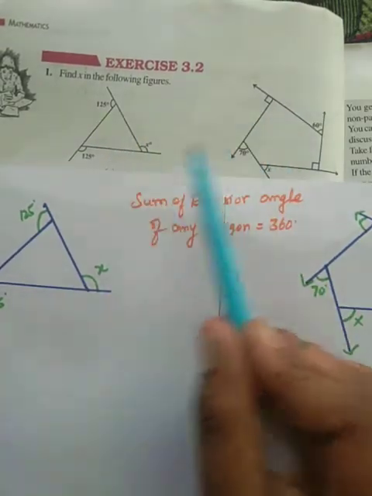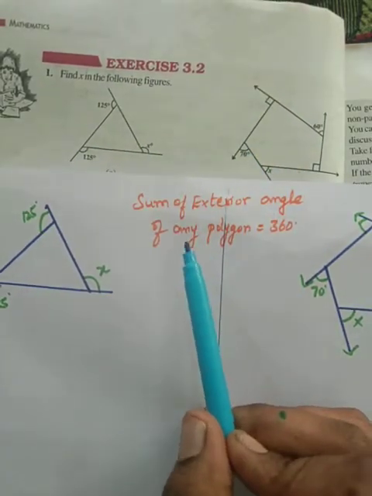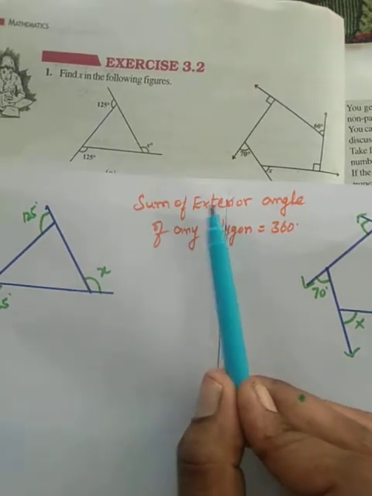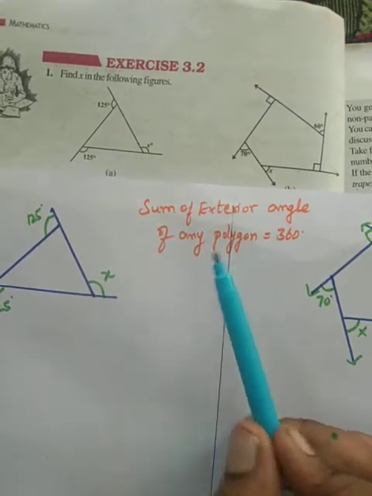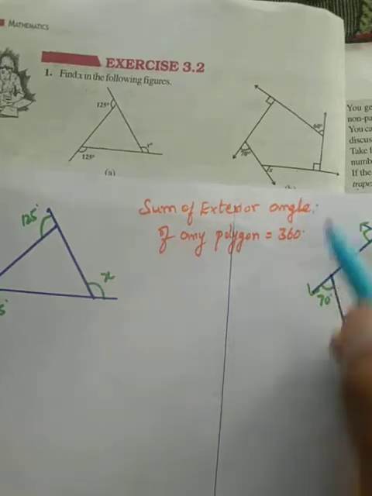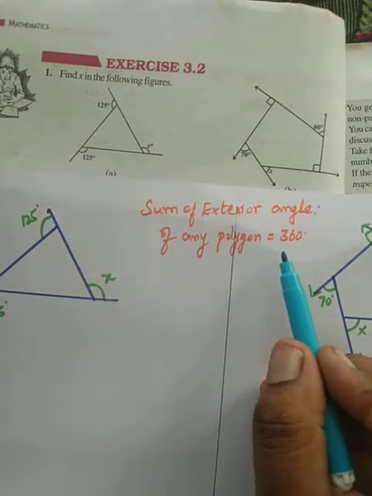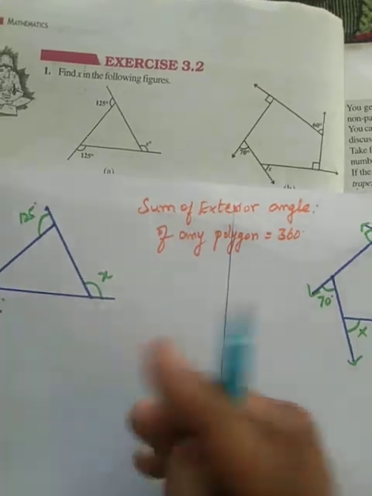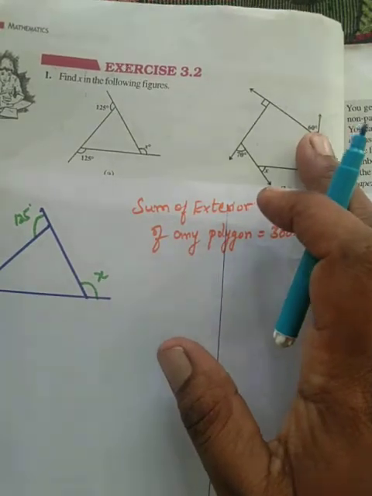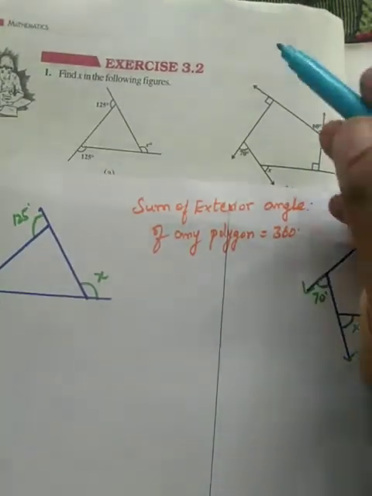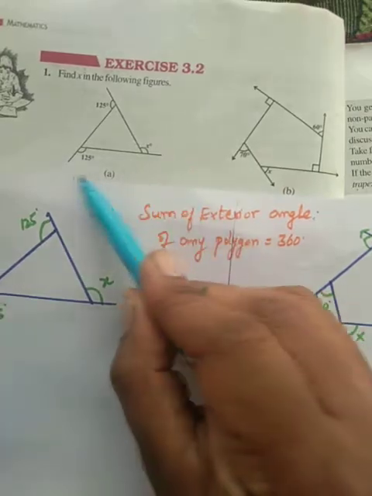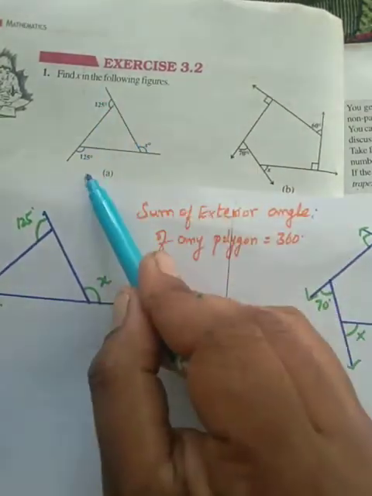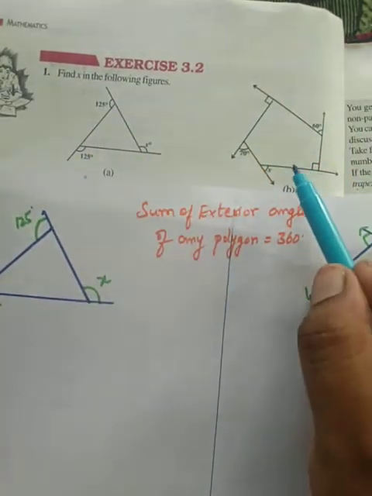These two sums are based on the same property. The property is the sum of exterior angles of any polygon. The sum of exterior angles of any polygon will be 360 degrees. If it is a triangle, a quadrilateral, or a pentagon, any type of polygon, if you add all the external angles, the answer will be 360, and here also the answer will be 360.